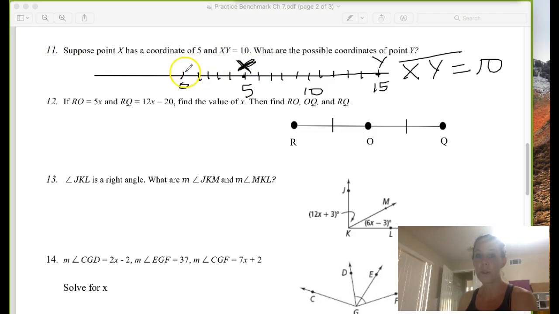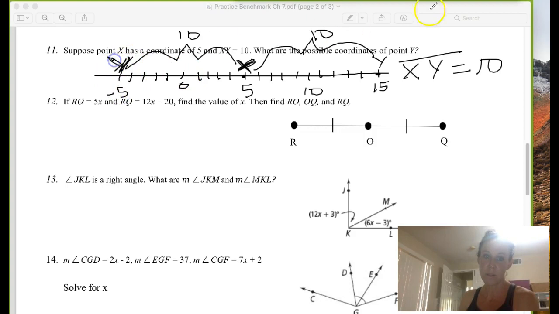So 1, 2, 3, 4, 5, 6, 7, 8, 9, 10. And this could be y, because this distance here would also be 10. So y could have been here or here. And what's the coordinate here? -5. I went beyond 0, 5. So this is a possibility for y here. This could be y, or this could be y. They're both 10 away. So what are the possible coordinates? Y could be -5 or 15. And there you have it. Draw out your number line for that one.